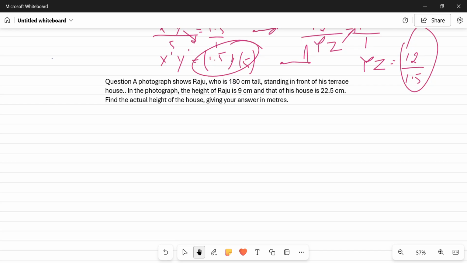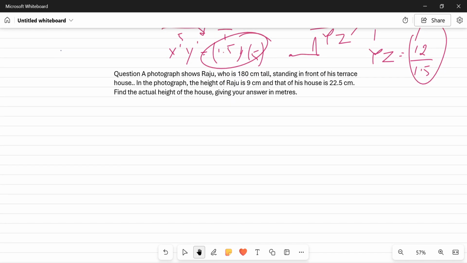In the end, we need to get the answer in meters because all the measurements are given to you in centimeters. Here, students, the scale factor is not given to you. There are many ways to solve this question, but I'm solving according to the way I explained the first one. We need to find the actual height of the house, so I'm making a formula: whatever is unknown comes first, the actual height.